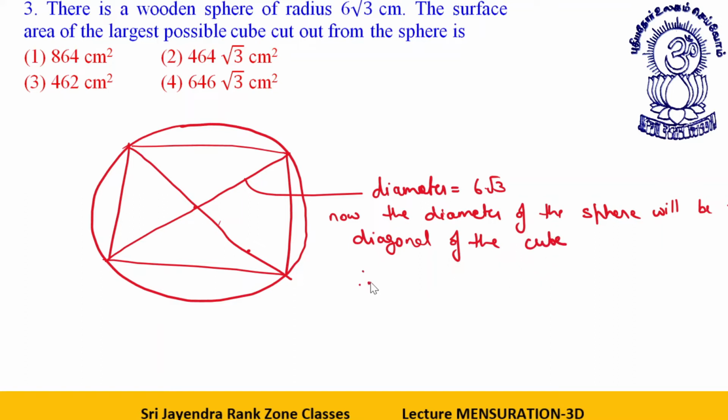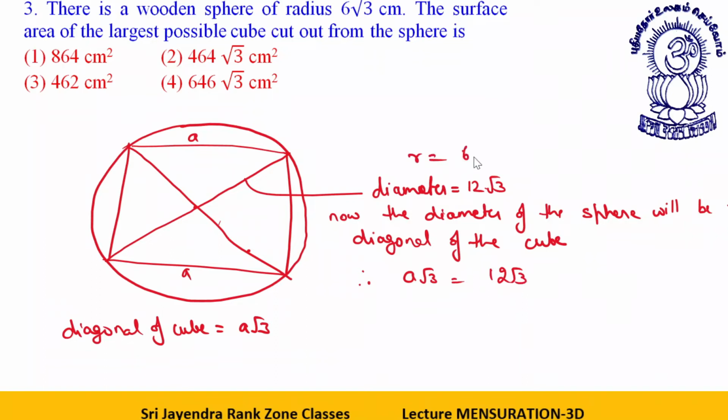Therefore, what is the diagonal of the cube? If the side is A, diagonal of cube will be what? A root 3. Therefore, A root 3 will be 2r. This diameter is actually 12 root 3. R is equal to 6 root 3. So A is equal to 12. The surface area of the largest possible cube.